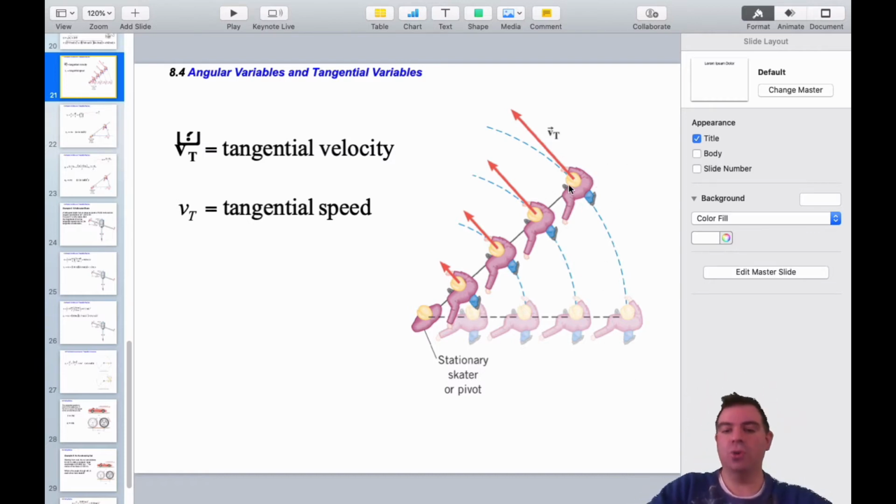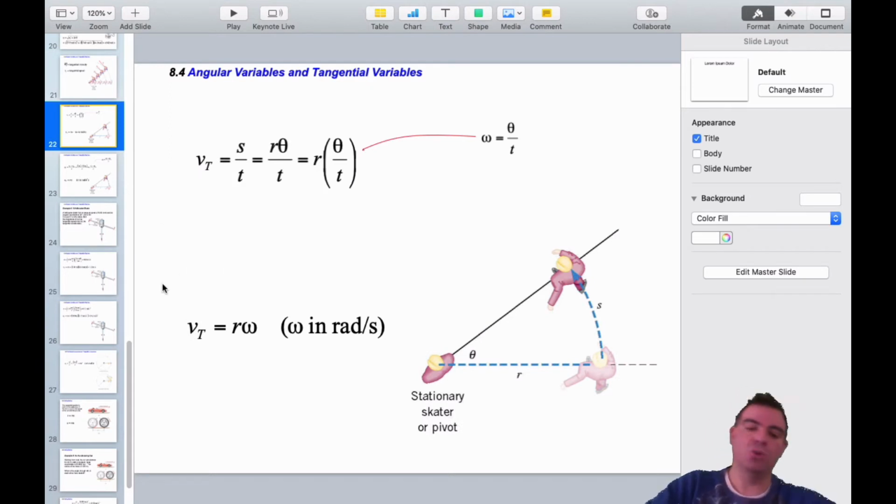So how do we convert angular velocity into tangential velocity? Very simply. Here's our first equation: VT stands for tangential velocity, and it equals R, the radius, times omega, the angular velocity. And as you know from previous videos, angular velocity is simply in rad per second.